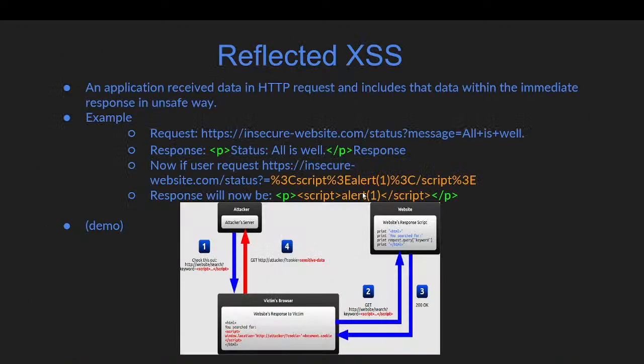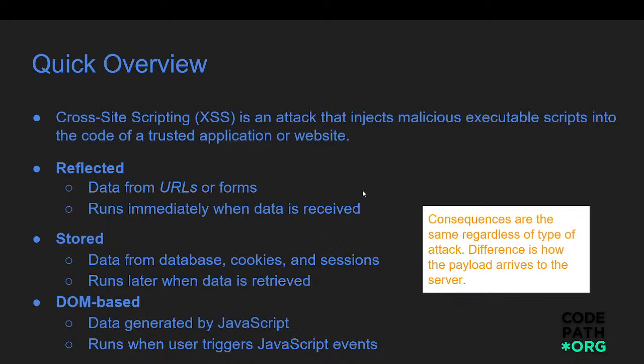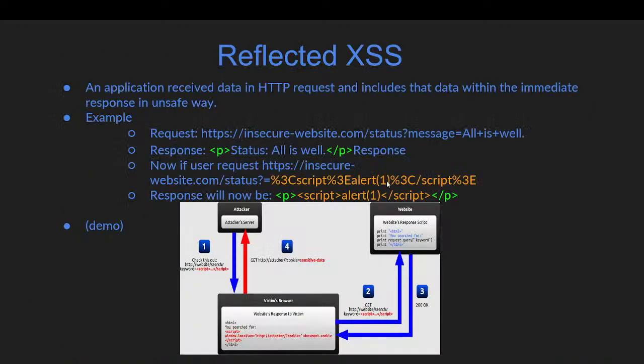It could be Word macros or something, just to trick the victims to do unintended stuff. And this is just a quick overview on how it works. Reflected, right? It receives an HTTP request, includes the data, and immediately responds in an unsafe way. Here's a graph. I don't know if you can see it well.